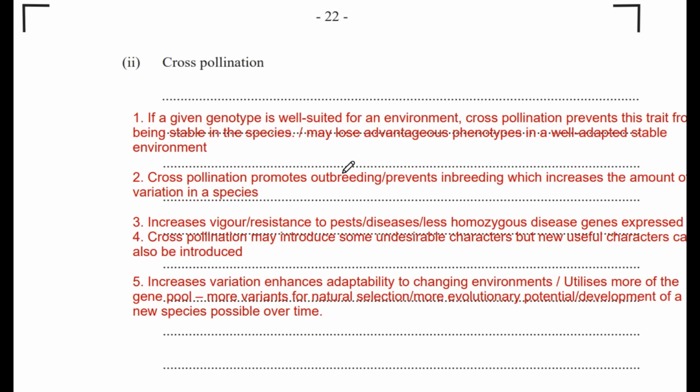Cross-pollination promotes outbreeding, prevents inbreeding, which increases the amount of variation. So with cross-pollination, you have a lot of different plants that could be involved, subjected to different pressures, and you have a whole host and range of alleles that could spread through various offspring. Three, it increases vigor and resistance. Again, this is just the opposite. Four, cross-pollination may introduce some undesirable characteristics, but new useful characteristics can also be introduced.